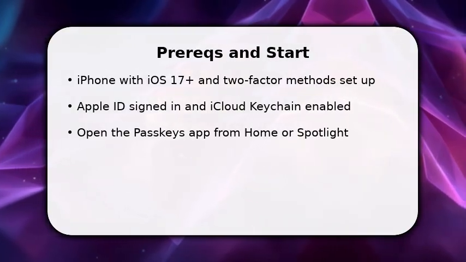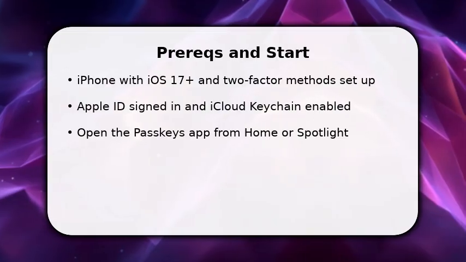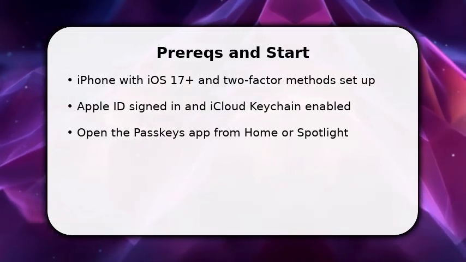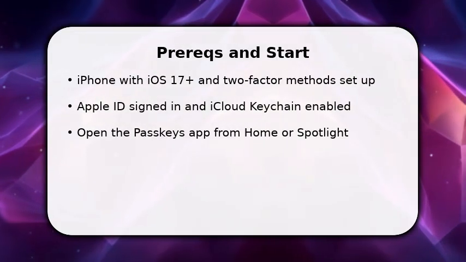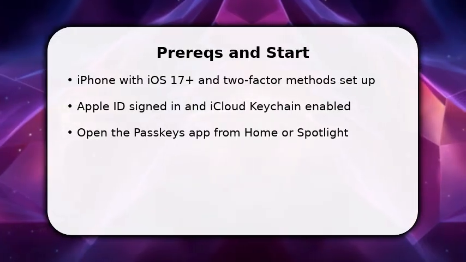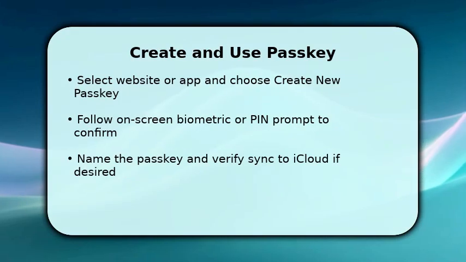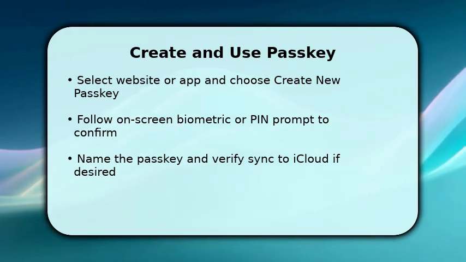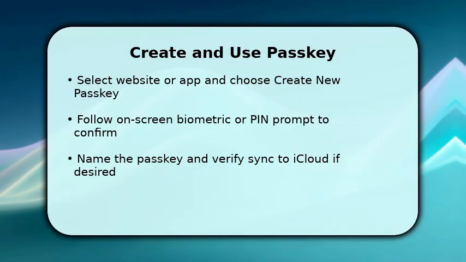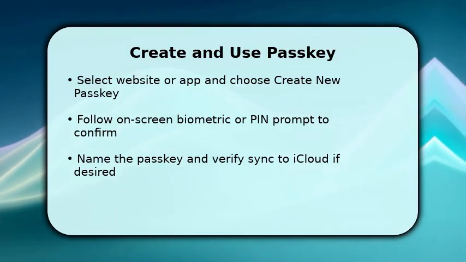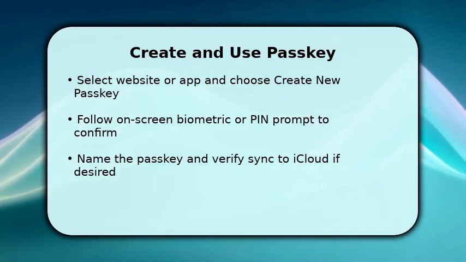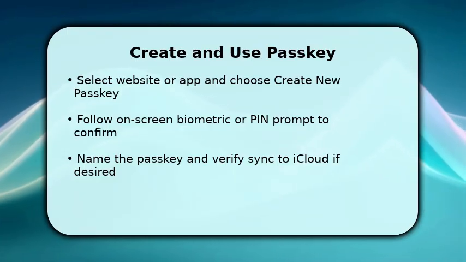Once done, choose a label that's easy to find and pick a device to store the key locally or in iCloud. Make sure Bluetooth is enabled if you plan to use another nearby device. Tap the service you want to register with and choose Create New Passkey. This initiates a public key exchange with the site. Authenticate using Face ID, Touch ID, or your device passcode so the private key is sealed to your iPhone.